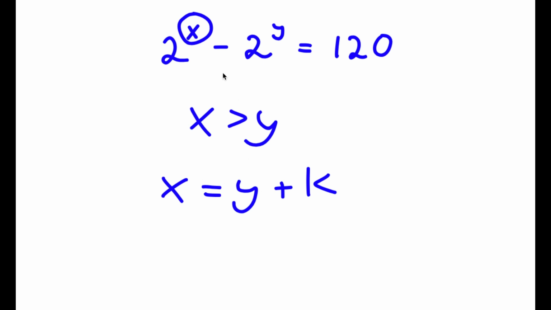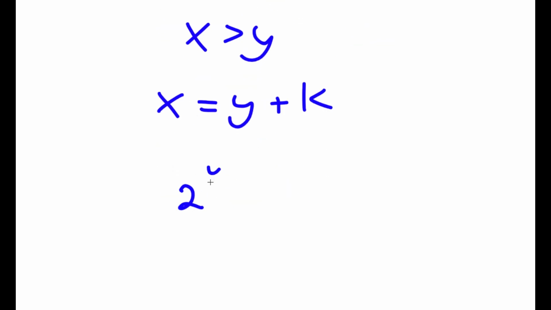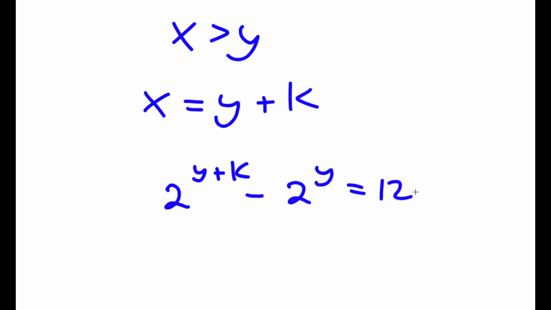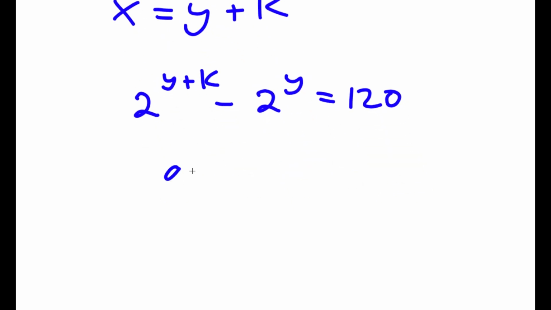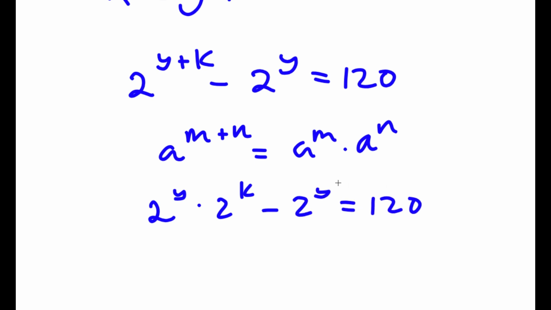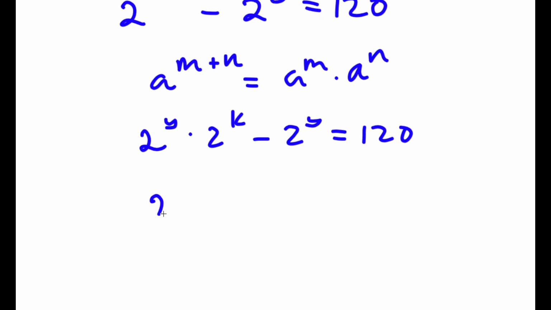So now I'm going to replace x with y plus k. So now I have 2 to the power of y plus k minus 2 to the power of y is equal to 120. Now if I have something in the form a to the power of m plus n, this is equal to a to the power of m times a to the power of n. So 2 to the power of y plus k equals 2 to the power of y times 2 to the power of k, minus 2 to the power of y is equal to 120. Now if I factor out 2 to the power of y, I get 2 to the power of y times 2 to the power of k minus 1 is equal to 120.